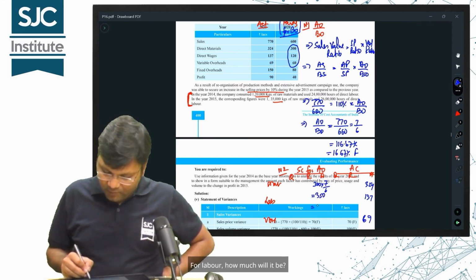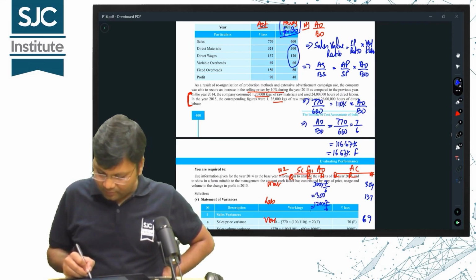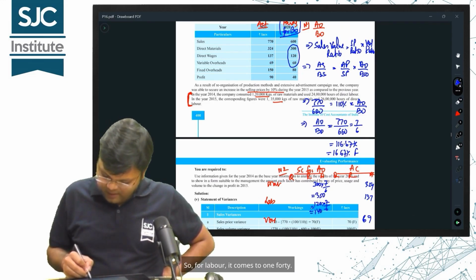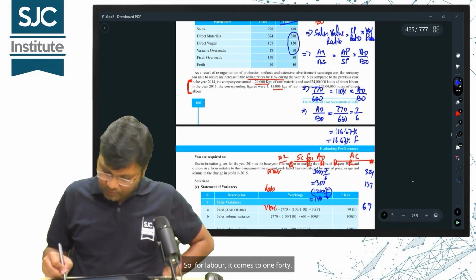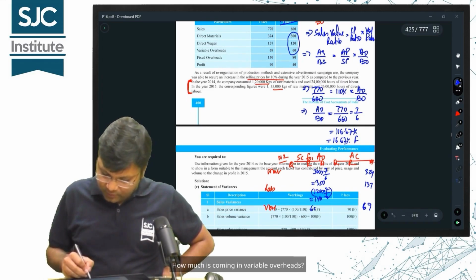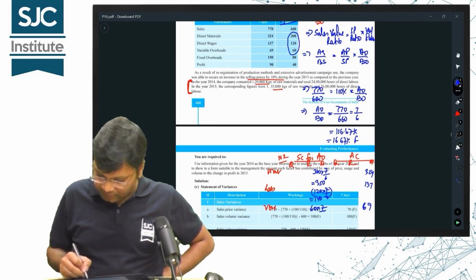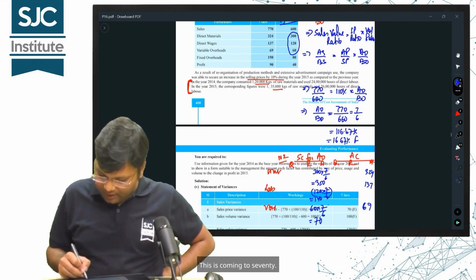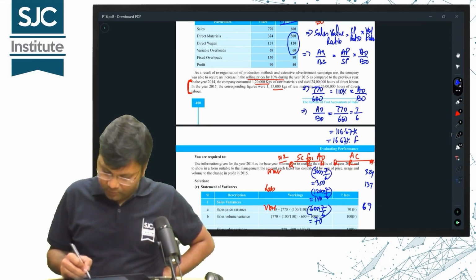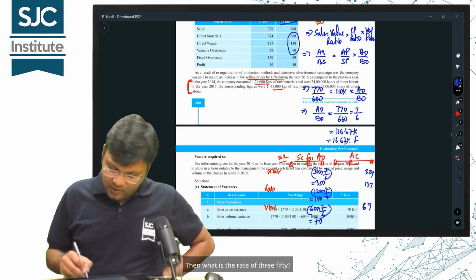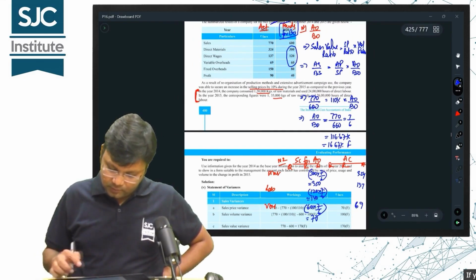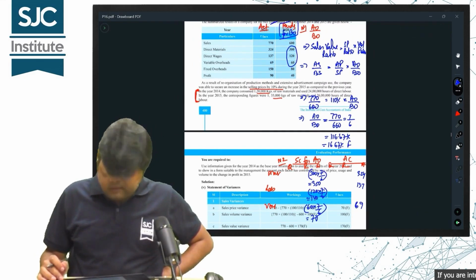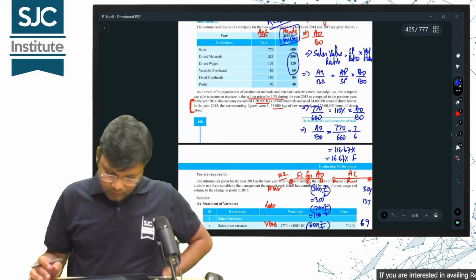For labor, how much will it be? 120 into 7 by 6. So, for labor, it comes to 140. How much is coming in variable overheads? 60 into 7 by 6. This is coming to 70. Then what is the rate of 350? What is the rate?